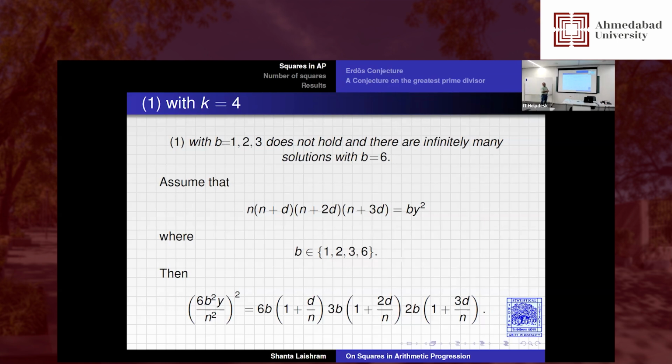Suppose this equation has a solution. Now you divide by n to the power 4 on both sides. Then it becomes (1 + d/n)(1 + 2d/n)(1 + 3d/n) equal to b y squared by n to the power 4. Now you make a complete square by multiplying by 2b here, 3b here, and 6b here. If you multiply by 2b here, it's going to be 6bd by n, and likewise 6bd by n for the others. Since b is fixed, 1, 2, 3 or 6, you can multiply. So it becomes 6b squared, 6b cubed, so 6b, 3b, and 3b.